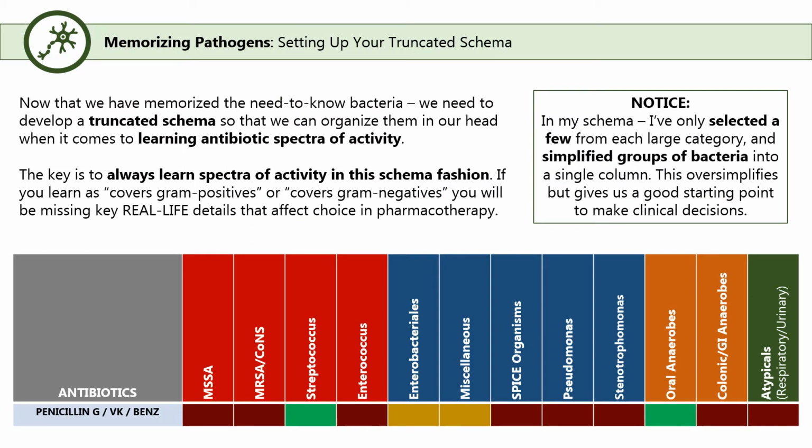And that's it. Memorize these bacteria and take your time reviewing this section to recreate this schema, which will help you for the majority of bacterial infectious diseases. Now that we've memorized the bacteria, we can develop a truncated schema, which we will be using throughout the rest of the modules when learning antibiotic spectra of activity. If you always learn spectra of activity in this truncated schema fashion, you will be able to predict for yourself the best antibiotic options for a group of pathogens.